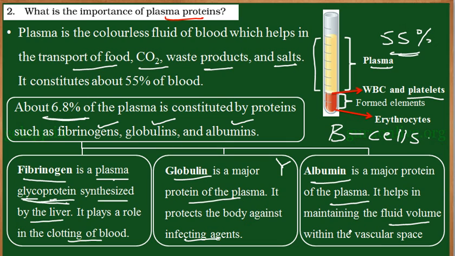of the body. So totally, the plasma proteins are of 3 types: fibrinogen, which helps in clotting of the blood; globulins, which protect the body against infecting agents; and albumin, which helps in maintaining the homeostatic condition of the blood. That is, it helps in maintaining the blood fluid volume inside our body.